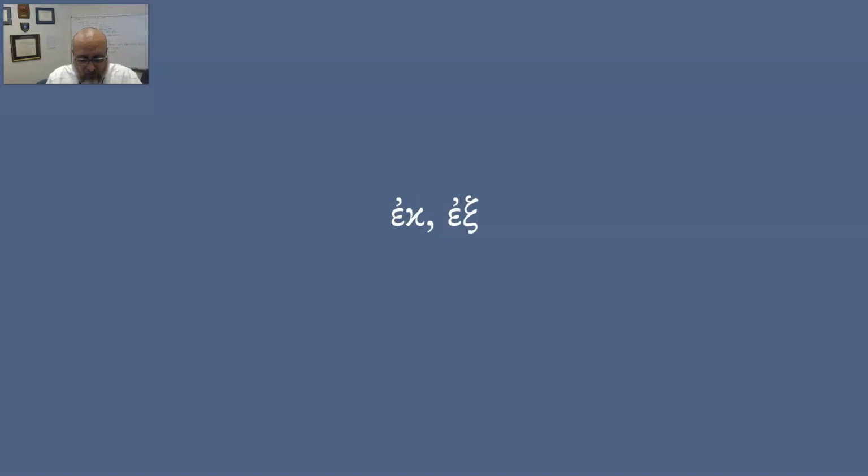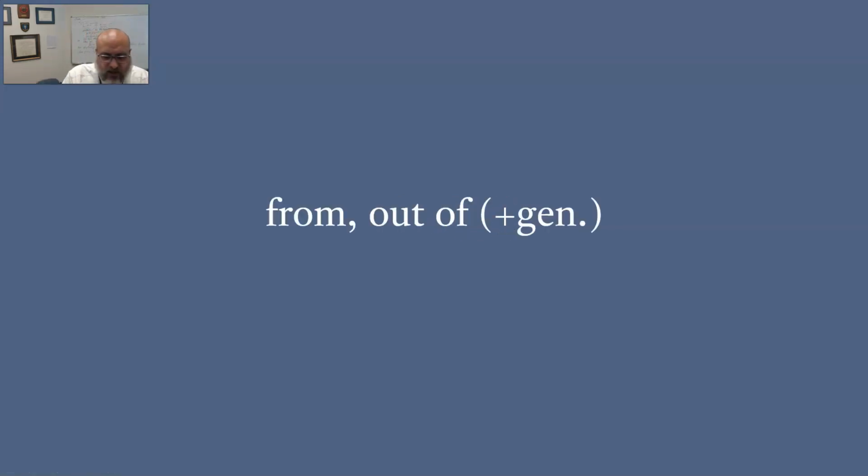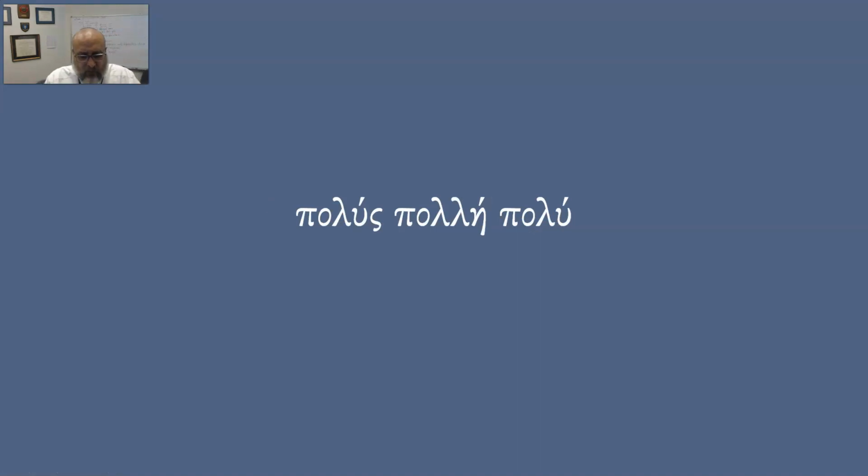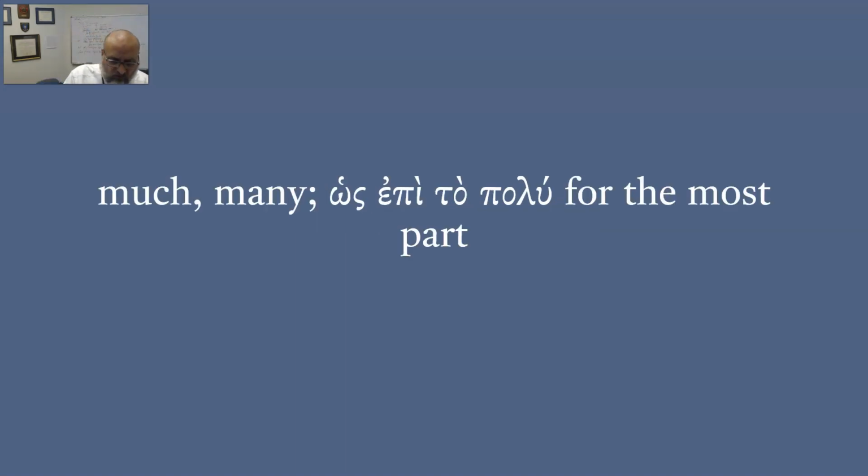Ek means out of. If the next word begins with a vowel, you can get ex there, but it takes a genitive case, means out of. Polus, polle, polu. You may have heard the phrase hoi polloi, the many. Well, that's related to this word. The singular means much. The plural means many.